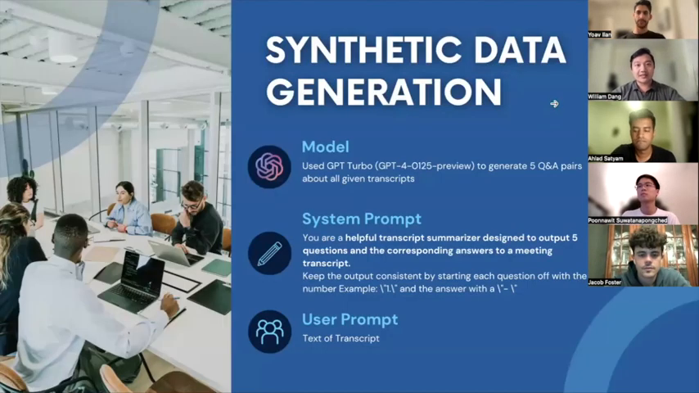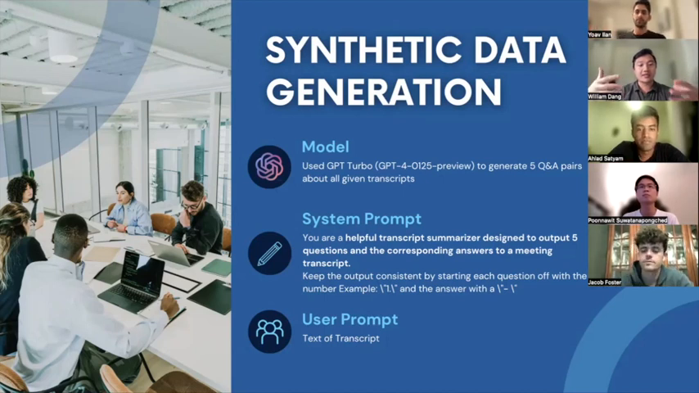So now I'm going to talk about our synthetic data set. Again, it was generated by GPT-4 Turbo, the 0125 preview edition, and we used that to generate 5 Q&A pairs for all the given transcripts. We chose GPT-4 Turbo because some transcripts needed the larger context window compared to the GPT-4 model. For the system prompt, we asked the model to be a helpful transcript summarizer designed to output 5 questions and answers from a meeting transcript, and then format it. For the user prompt, we just used the transcripts we had. Now I'm going to pass it to Yoav to talk about fine-tuning.